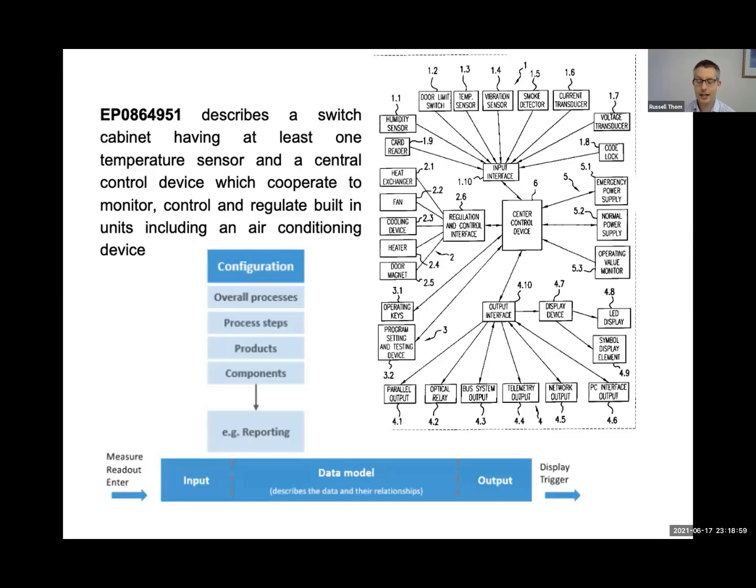Thinking of the digitalization taxonomy, the noted European patent is considering input data, modeling, and then output, and the configuration of the components within the switch case. We can see from the figure here that different operational states can be monitored, be it temperature or vibration, humidity, and then considered, and then the output can be to instruct a heat exchanger, a fan, or a cooling device, etc. So we see the movement from the physical world into the digital world, then back to the physical world.